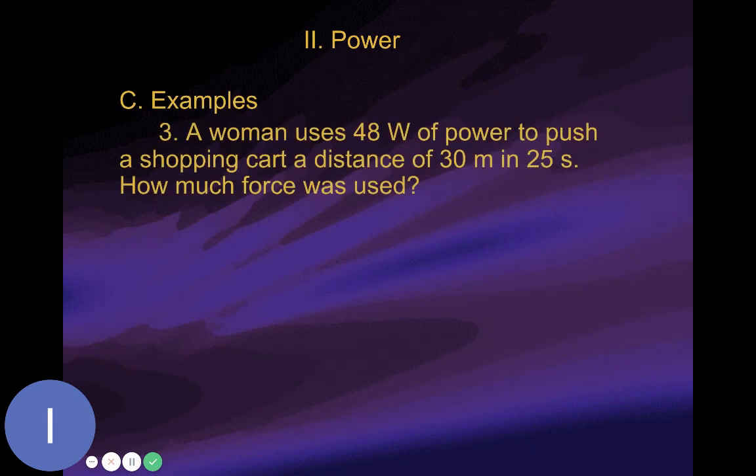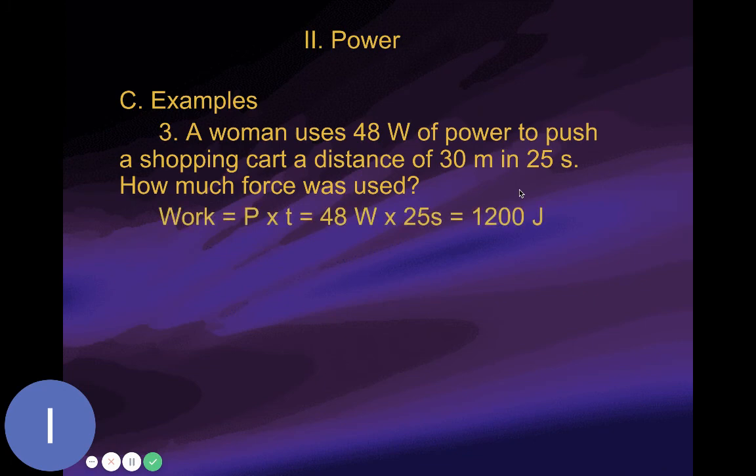Another example really quickly here. It says a woman uses 48 watts of power to push a shopping cart a distance of 30 meters in 25 seconds. How much force was used? In this case, we're not solving for power, but rather we're going to solve for force using power, distance, and time. So in this problem, we're given a power of 48 watts, a distance of 30 meters, and a time of 25 seconds.